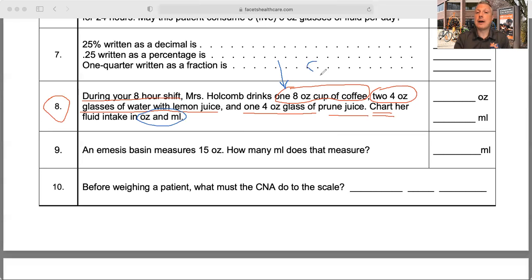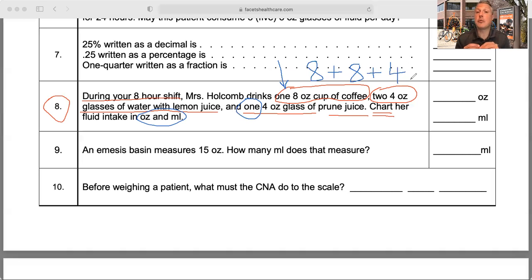Just 1 cup of coffee is 8 ounces. So we're going to go with ounces first. We have 8 ounces coming in from the cup of coffee, plus we have 2 4-ounce glasses of water. So if you take 1 glass of water, that's 4 ounces, and then you drink a second glass of water, another 4 ounces, now you have 8 total ounces as water, and then 1 glass of prune juice, which is 4 ounces. So we have 1 4-ounce glass of prune juice.